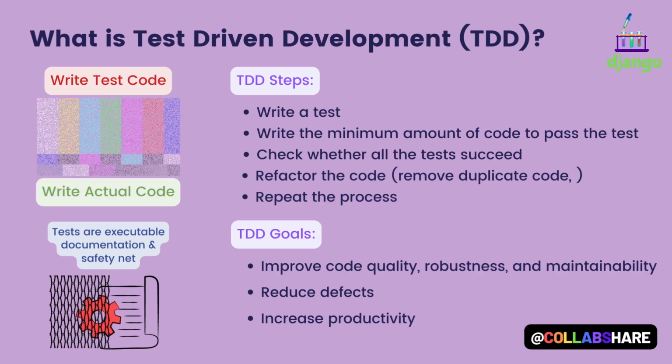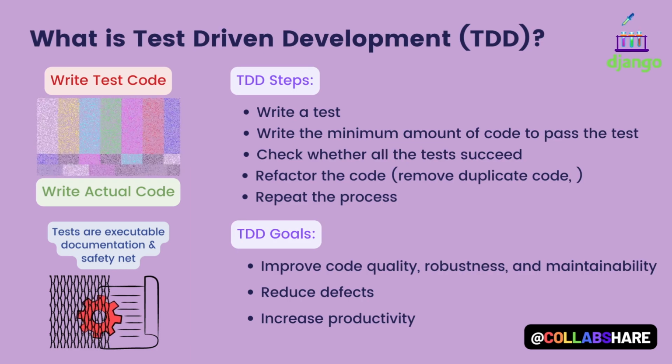First, write a test. The developer writes a test that describes the behavior they want to implement. This test should initially fail because the code to implement the behavior has not yet been written. And the second step is to write the minimum amount of code to pass the test. The developer writes the smallest amount of code necessary to make the test pass. This code may not be complete or optimal, but it should be enough to satisfy the requirements of the test.